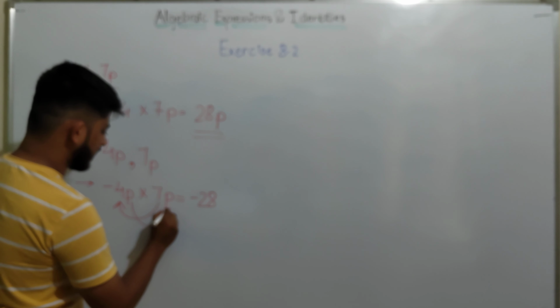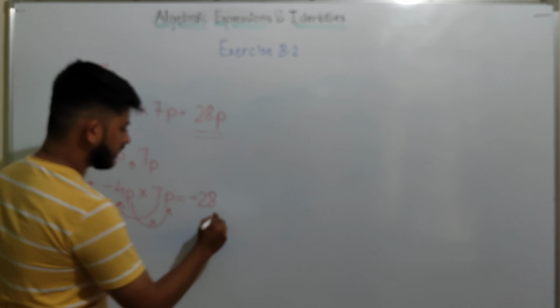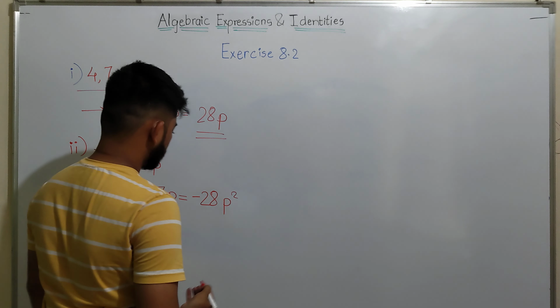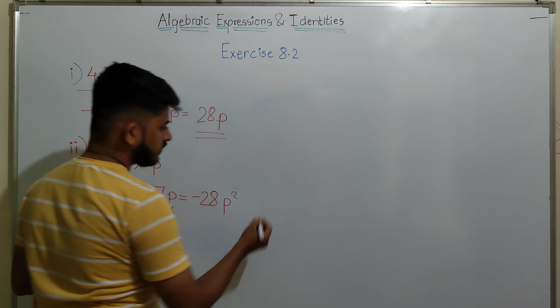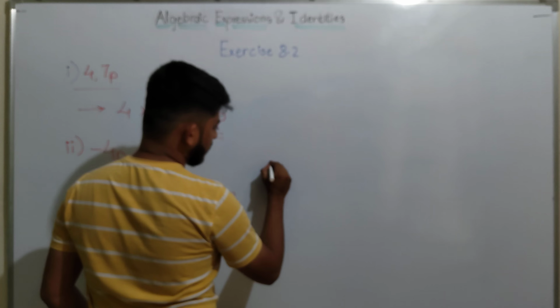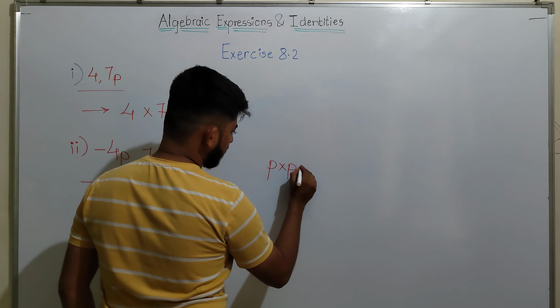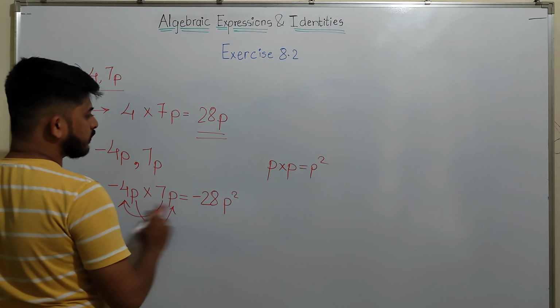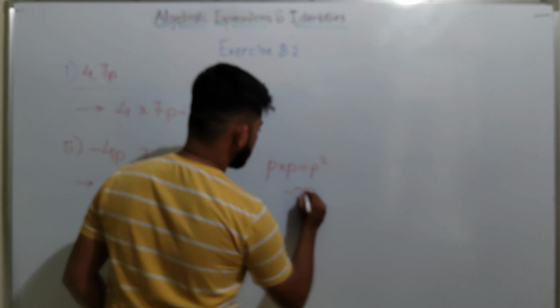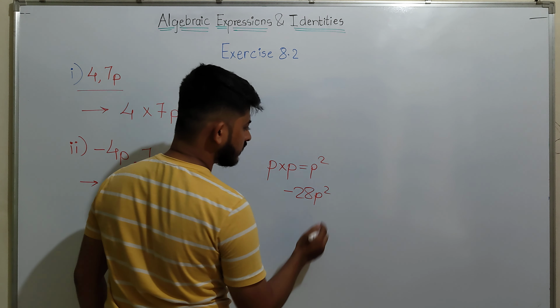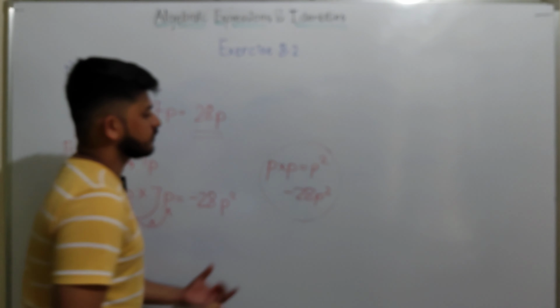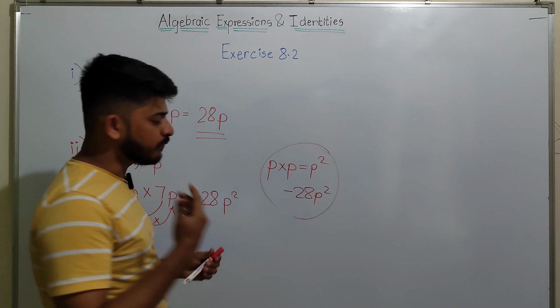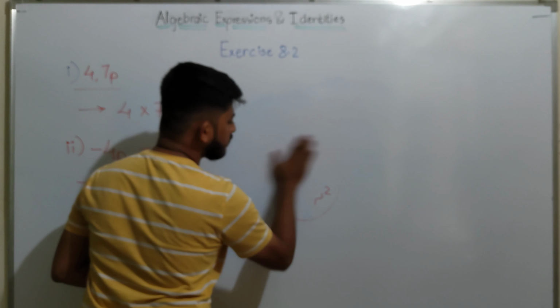Now what about this p? p into p square. We have to find the product. So what I've told, the product means p into p square, and the remaining one was 7 into minus 4, so minus 28p square. That's it. So this is the way to find the product of the given monomials.